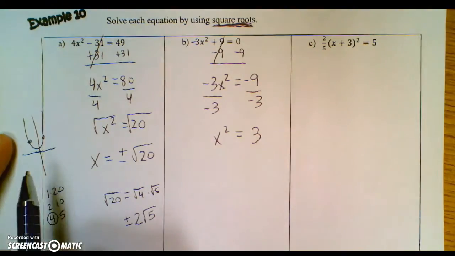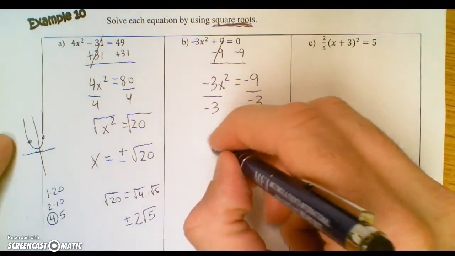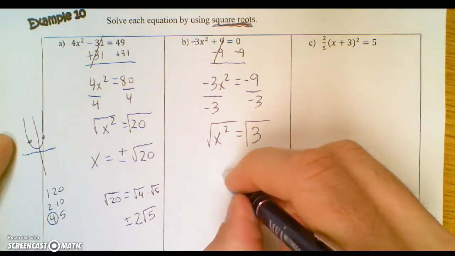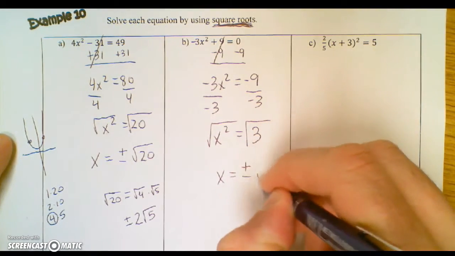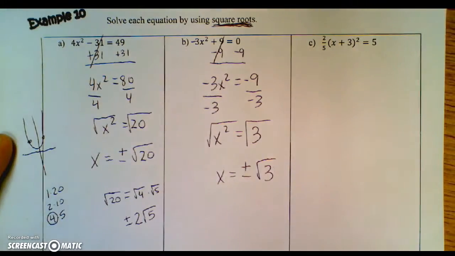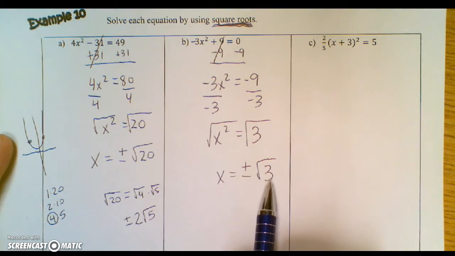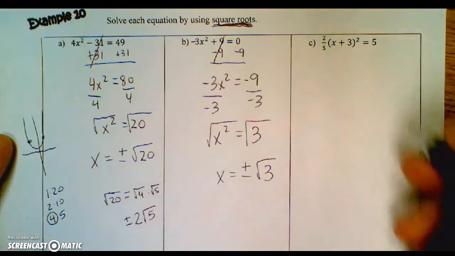And then remember with that symmetrical idea, I should get two answers when I square root. So when I square root, I get x equals plus or minus the square root of 3. This one I cannot simplify because this number is prime, so there's no other factors other than 3 times 1 that give you that answer.